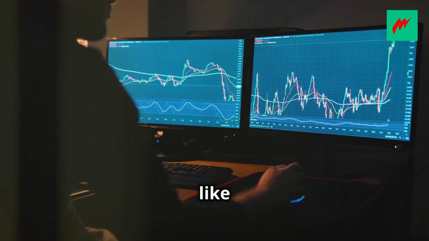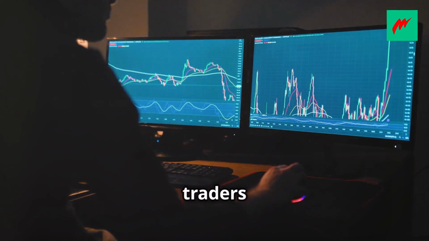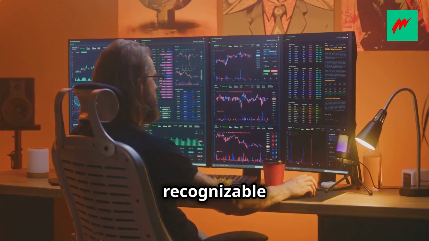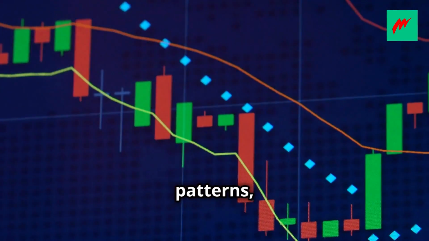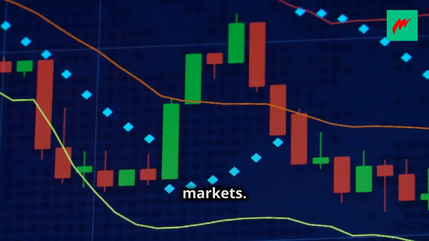Technical analysis is like looking for tracks in the snow. Elliott waves are one set of tracks that traders follow. Ralph Nelson Elliott discovered that market prices move in recognizable patterns. These patterns, called Elliott waves, repeat themselves on charts of all financial markets.